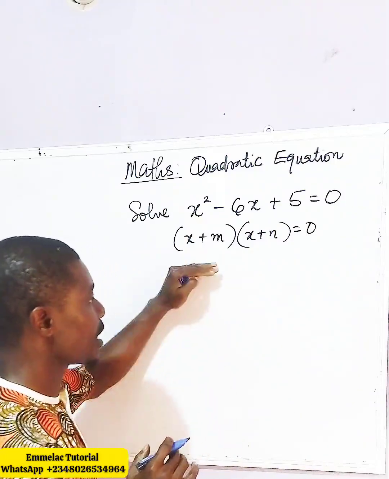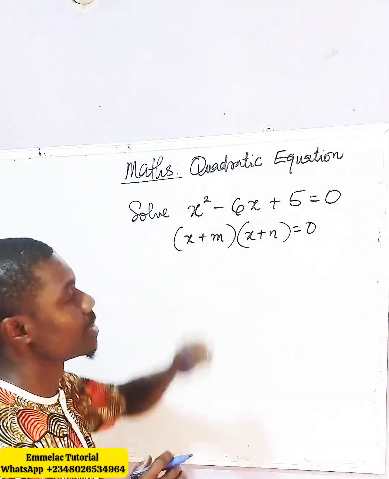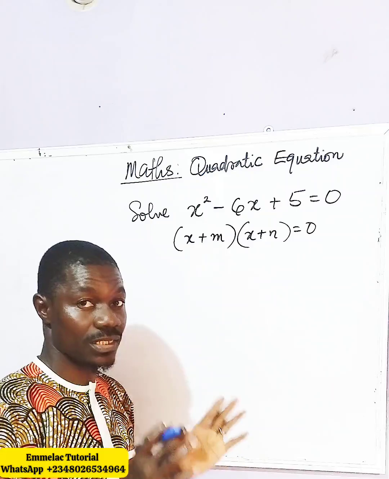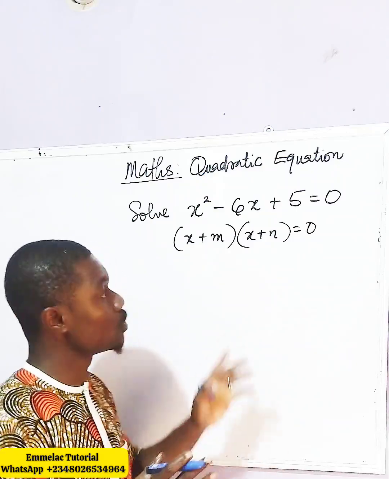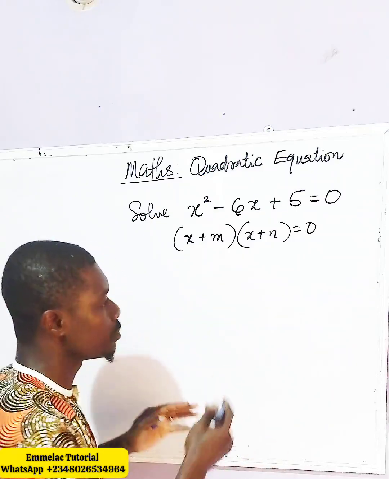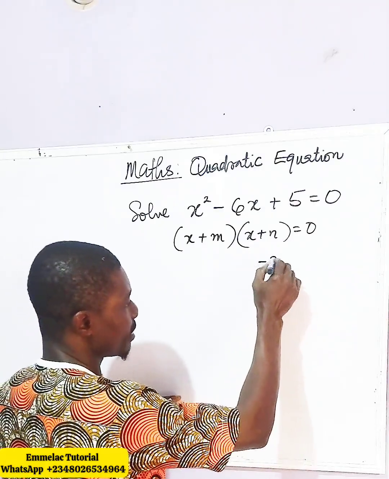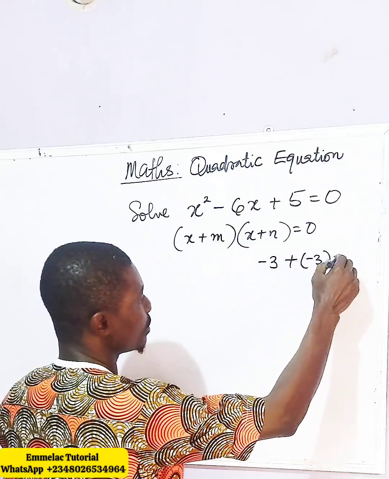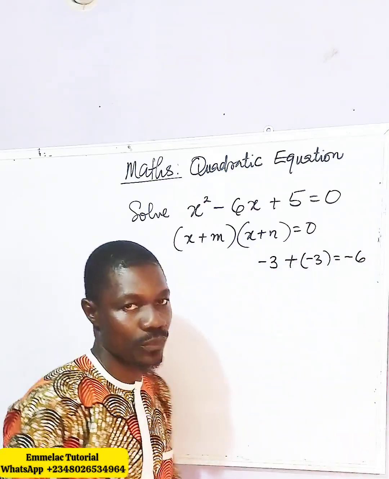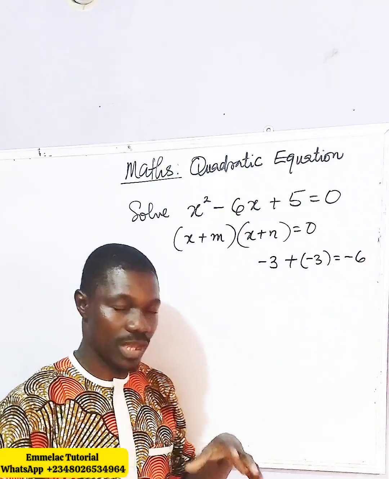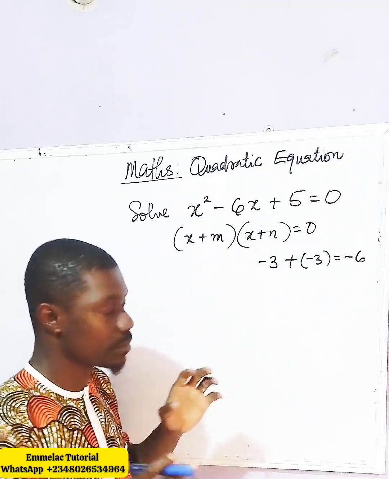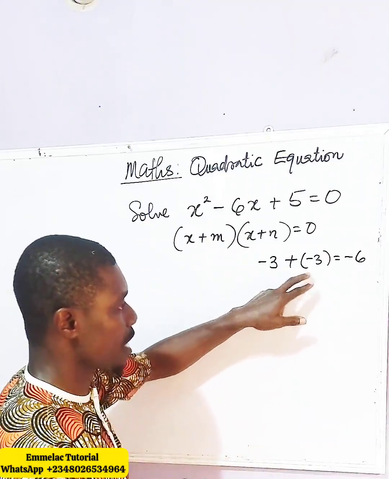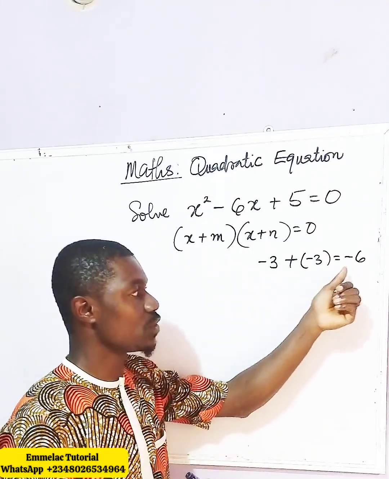Okay, now let's consider 6. First of all, we just need to divide 6 into 2 equal parts. So that will be negative 3, right? So negative 3 plus negative 3 should give us what? Negative 6. Okay, I just want to use this to explain. Please follow me carefully. Now, these are the two terms, which when we add should give us what?